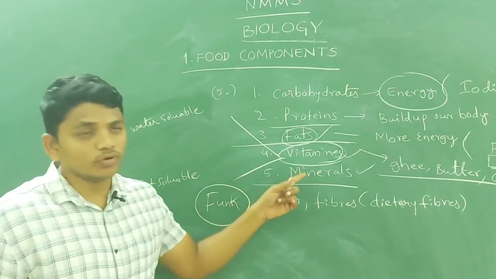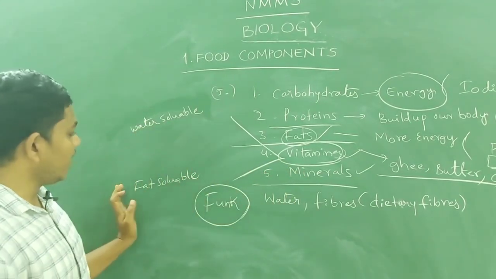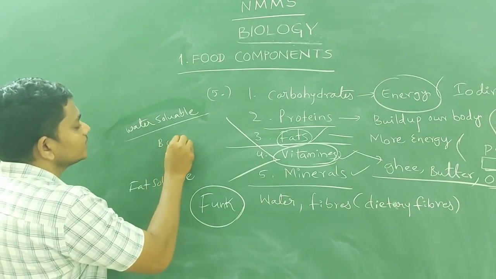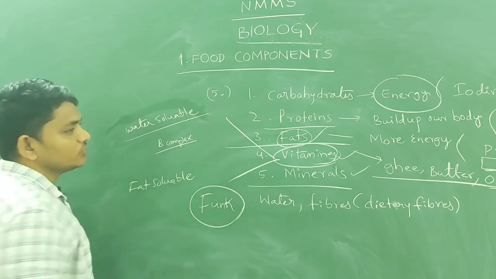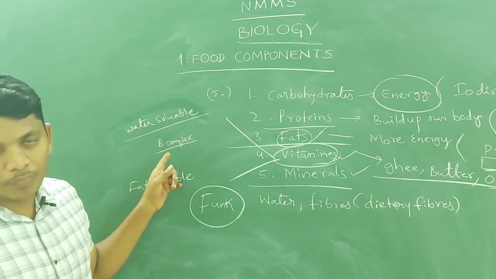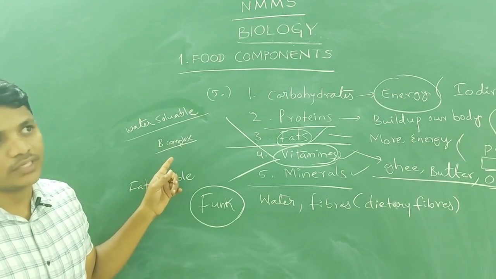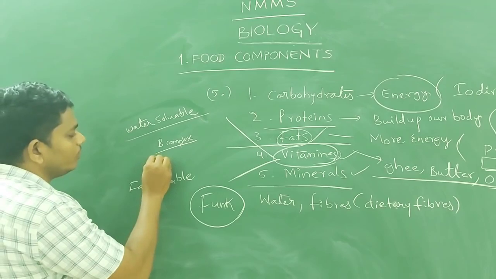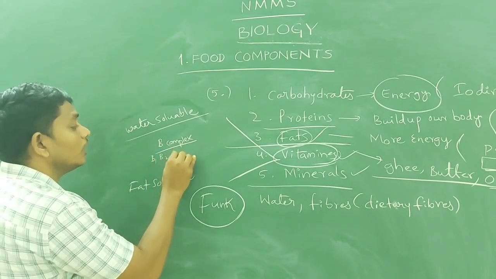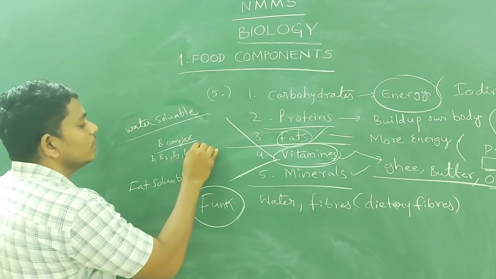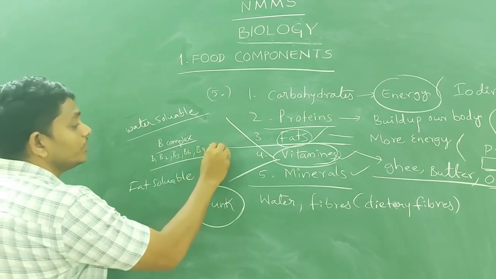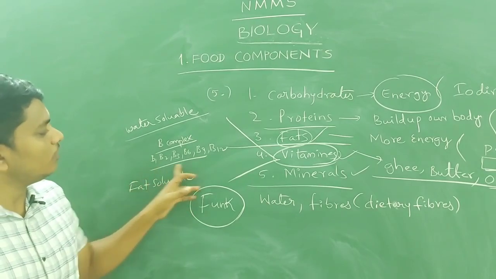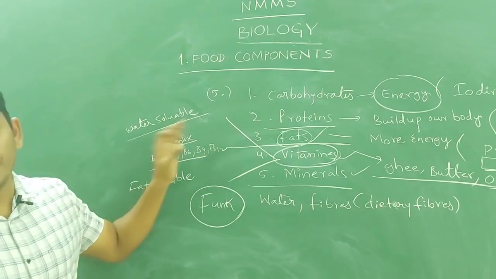So here vitamins are two types: water soluble vitamins and fat soluble vitamins. Water soluble vitamins are B complex, which means B is a vitamin, but within the B vitamin we can see different types of vitamins, like B1, B2, B3, B6, B9, and B12. The B vitamin is in different types. That is why all these vitamins are considered B complex vitamins.